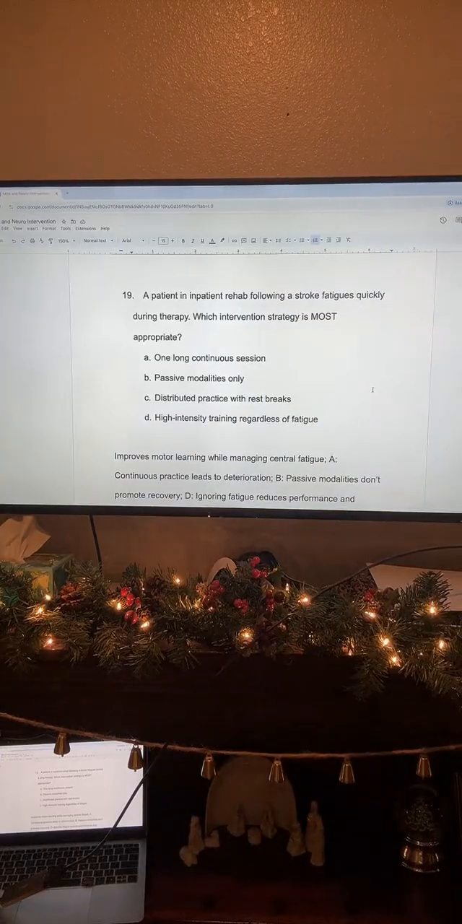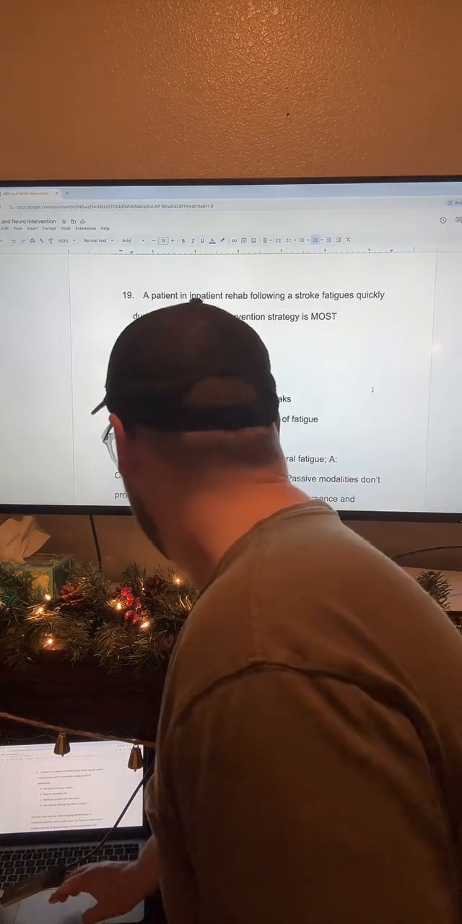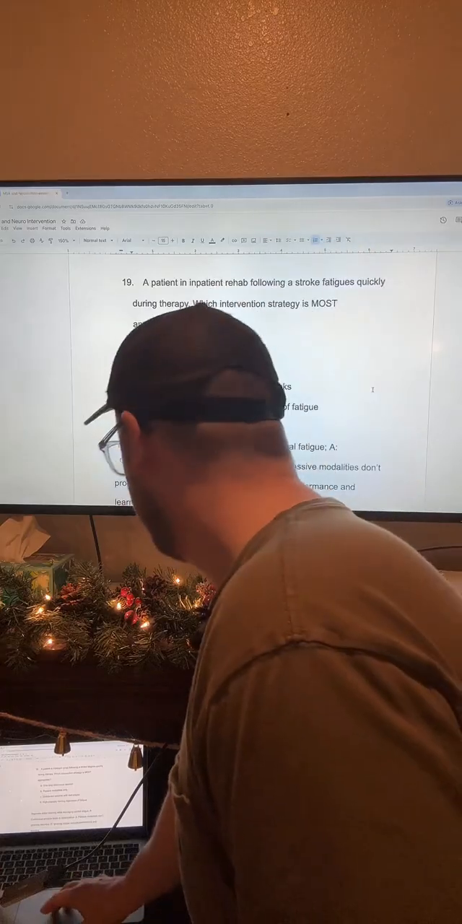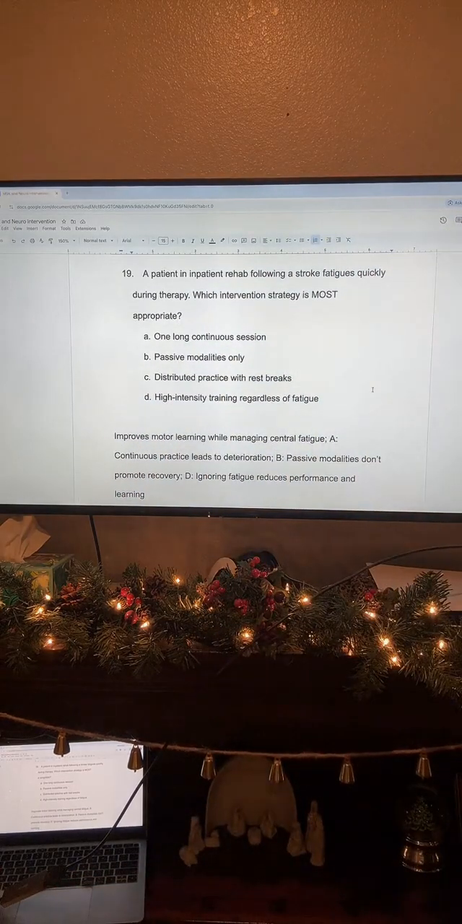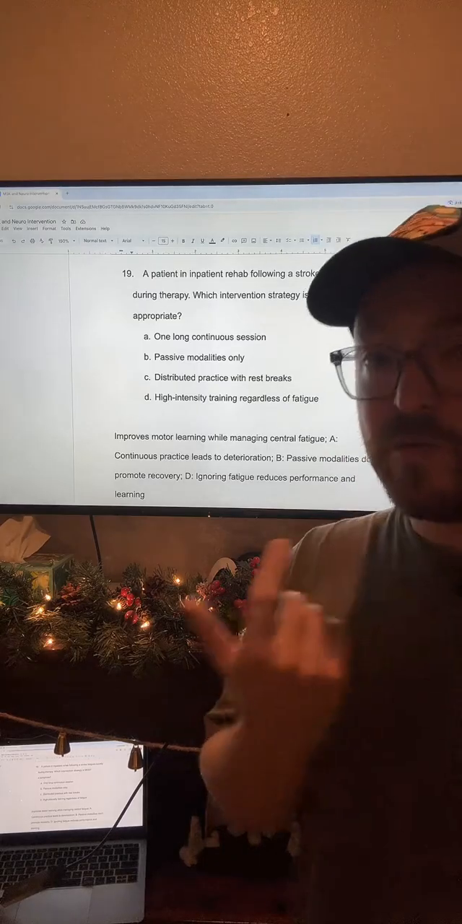The answer is C. Distributed practice with rest breaks is going to improve motor learning while managing central fatigue. A is a bad idea because continuous practice will lead to movement deterioration, and so it's not going to promote the best recovery. B is a bad answer because passive modalities don't promote recovery whatsoever. And D, ignoring fatigue reduces performance and their motor learning, so ignoring fatigue is actually going to be detrimental to their recovery.